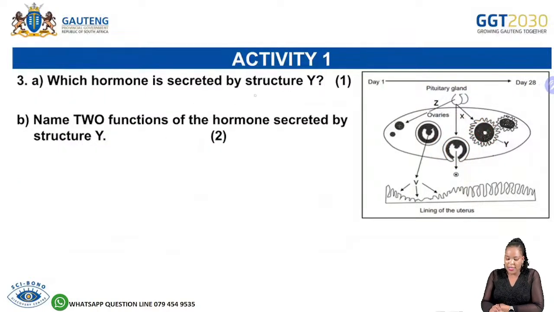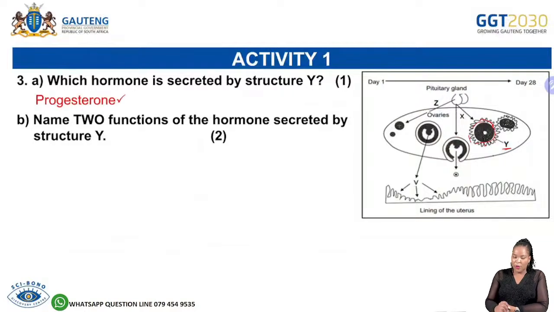Now, which hormone is secreted by structure Y? This structure here. So we've established that this is the corpus luteum from the previous question. So which hormone is secreted by that? It is progesterone. You must just know the yellow body releases progesterone.